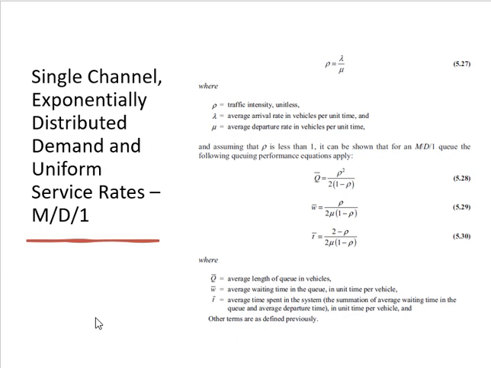To have a queue, should rho be more than one or less than one? When mu is higher, the service rate will be higher, so the queue will be less. So when rho is less than 1, the queue intensity is less: the service rate is higher and the arrival rate is lower. In that case, these equations are applicable. These equations are applicable when rho is less than 1, which happens when the arrival rate is low and the departure or service rate is high.